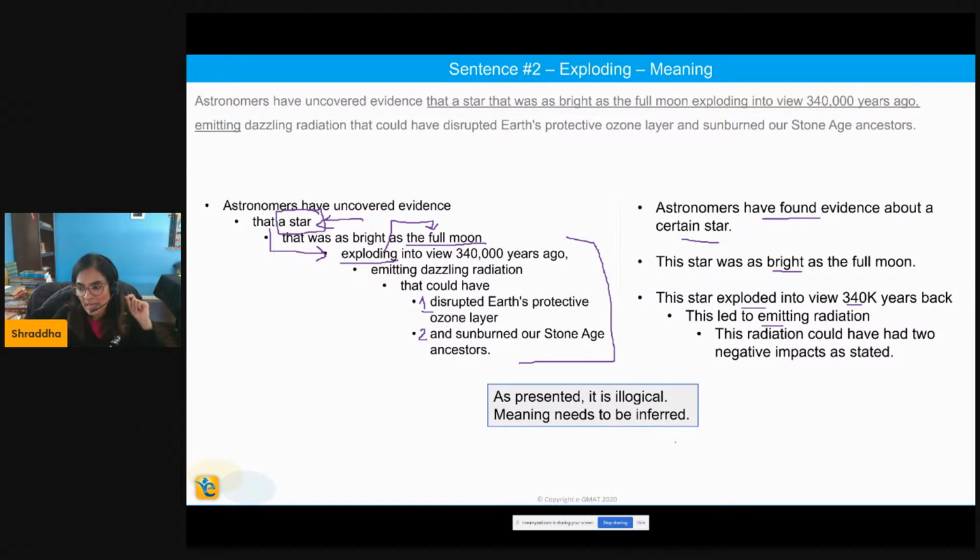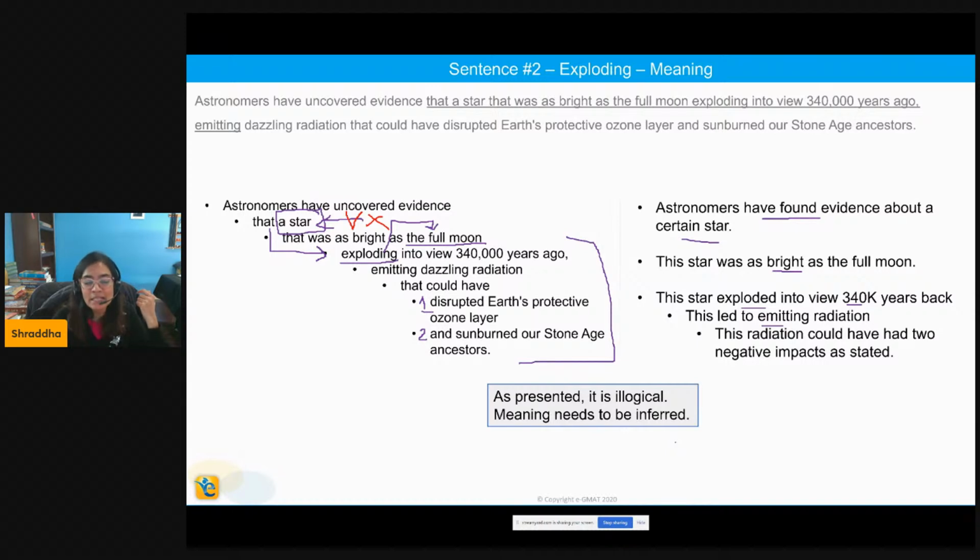Another problem that I see with choice A, or with the original sentence, is that a star is a subject, right? Astronomers have found evidence that a star that was as bright as the full moon, exploding into view, emitting dazzling radiation, could have disrupted, could have sunburned. Where is the verb for my subject star? There is no verb in this sentence for the subject star.